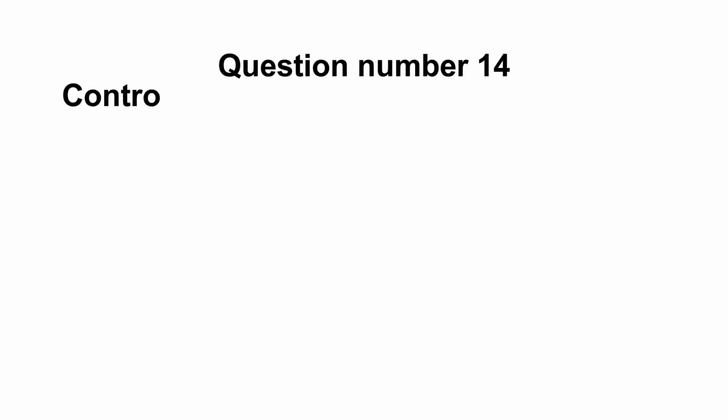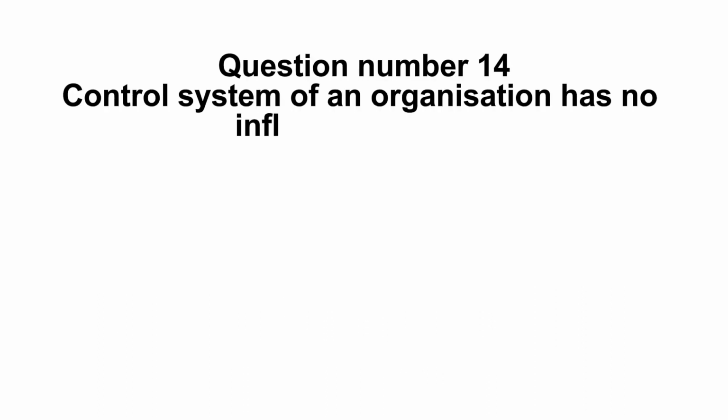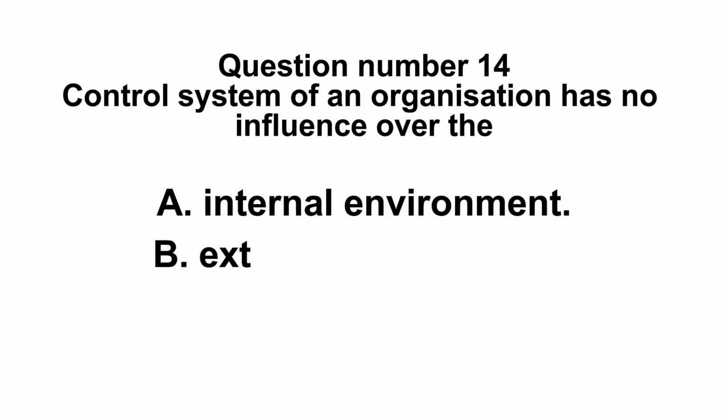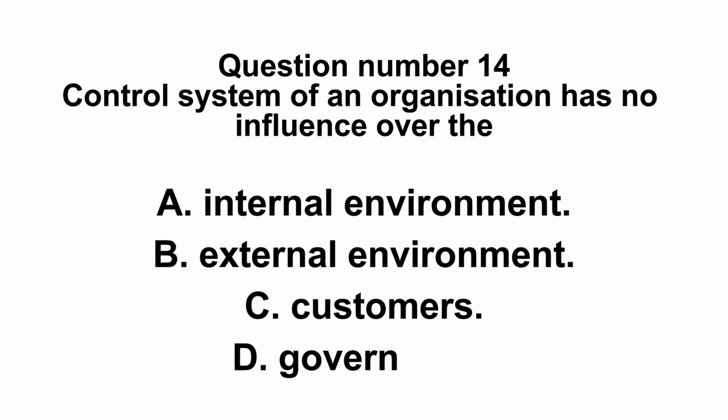Question number 14. Control system of an organization has no influence over the A. Internal environment. B. External environment. C. Customers. D. Government. And the correct answer is B.